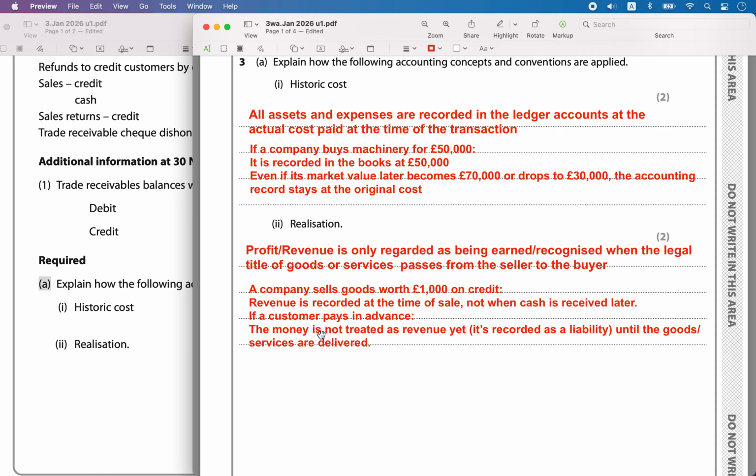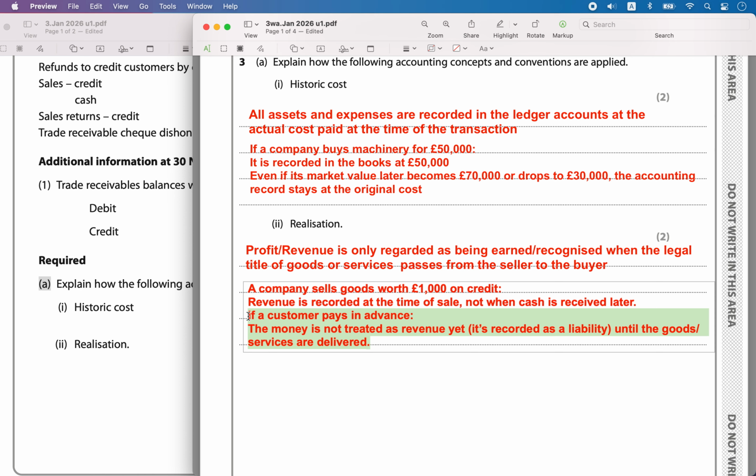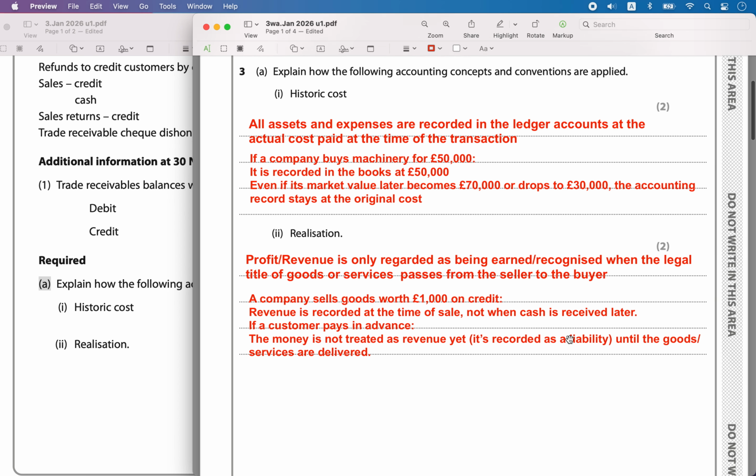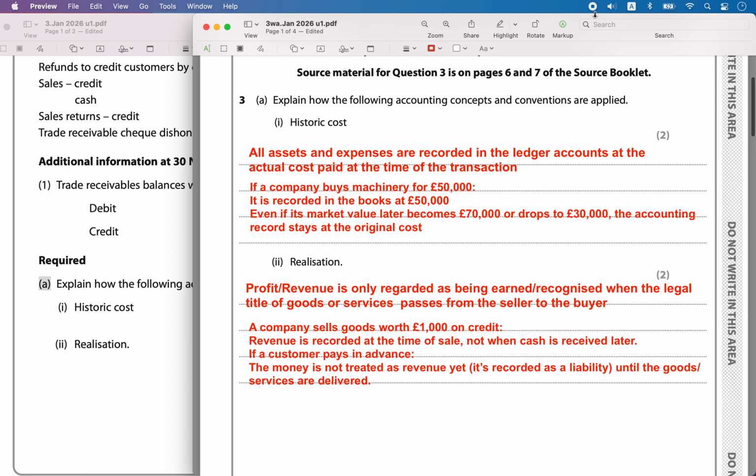If a customer pays in advance, for example, the money is not treated as revenue yet. I pay sometimes in the shop some advance. It will be recorded as a liability, not until the goods are delivered. So this is the example of the realization concept. Only when the goods are actually delivered, the money is recorded as revenue. Otherwise, it will be recorded as a liability.